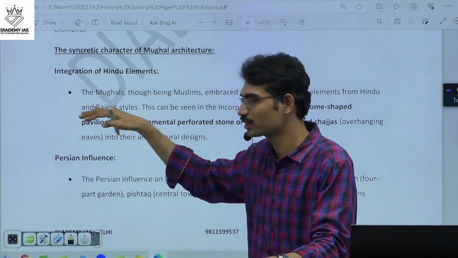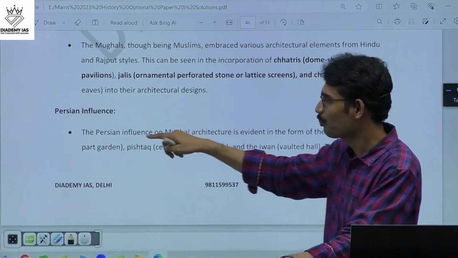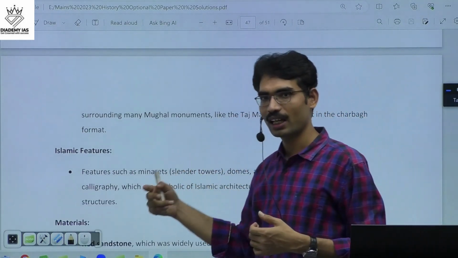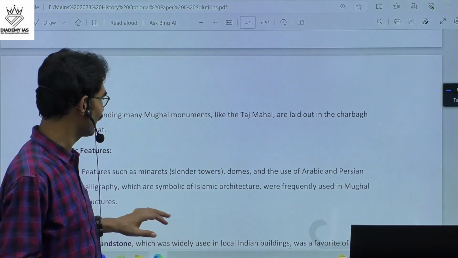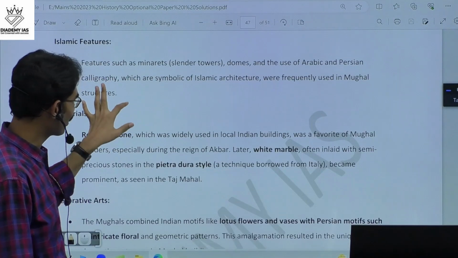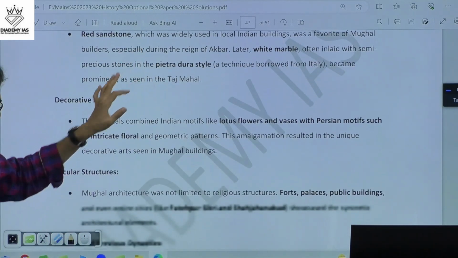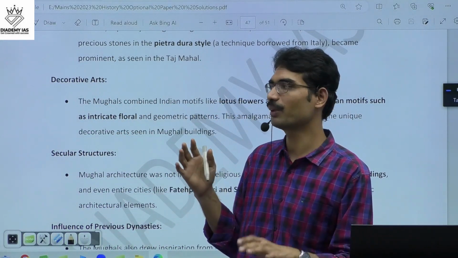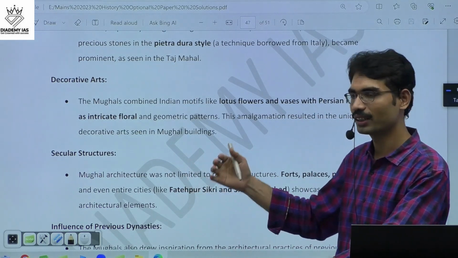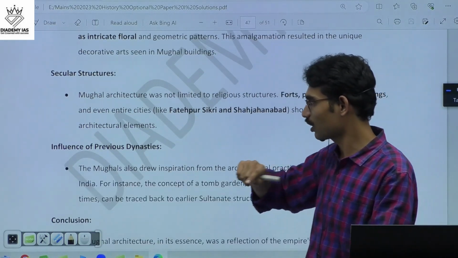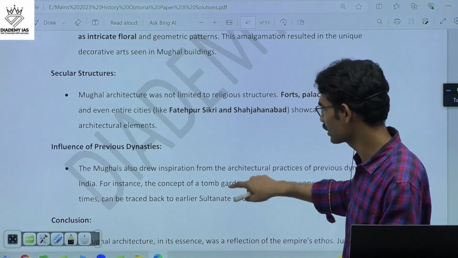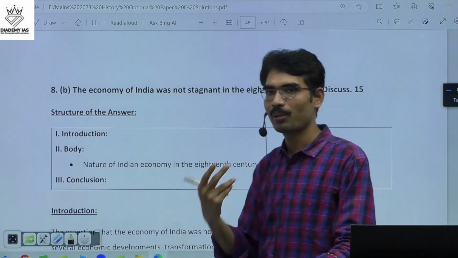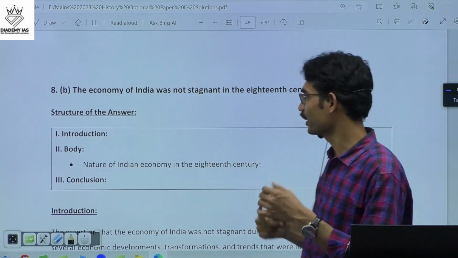Integration of Hindu elements, some elements like from Rajput style, Persian influence from Iran, you will mention it. Then Islamic features, Arabesque, so this Arabic style of writing, you will mention it. And different types of materials, decorative arts, different decoration, secular structures. So syncretic, it is a mixture. It is not fully dominated by religion, Islam, but there are other elements also. Secular structures were also there, and influence from the previous dynasties. Likewise, you mention the open character of Mughals in architecture.